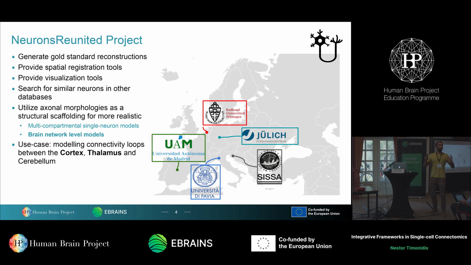So to summarize, some basic bullet points: we're interested in generating gold standard reconstructions of single neurons, providing tools for the registration and visualization of those single neurons, searching for similar ones in the big databases, and last but not least, properly extracting useful statistics to update already existing models, either on the multi-compartmental single neuron level or on the level of brain networks. As a use case, we're interested in the cortex, the thalamus, and the cerebellum in connectivity loops. But for the sake of time constraints, I'm going to focus on our work between the cortex and the thalamus.